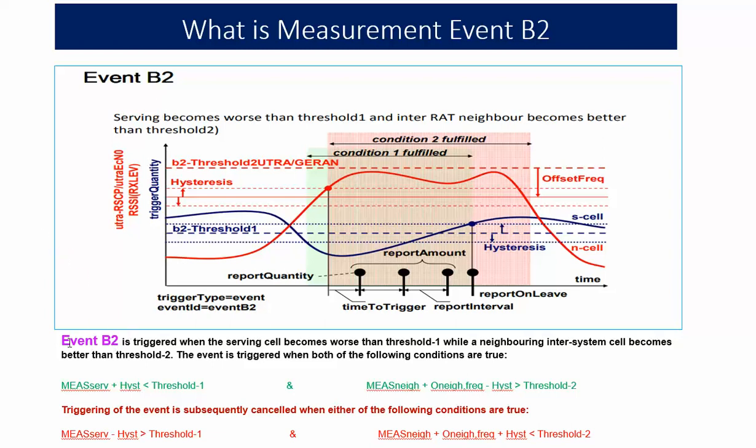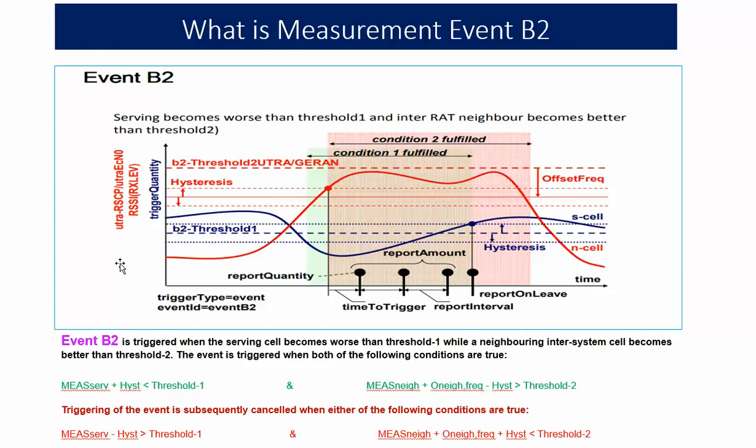So here we can see event B2 triggers when the serving cell becomes worse than threshold 1, while the neighboring inter-RAT cell becomes better than threshold 2. There are two thresholds defined. So when both thresholds are met, then the B2 event will trigger.